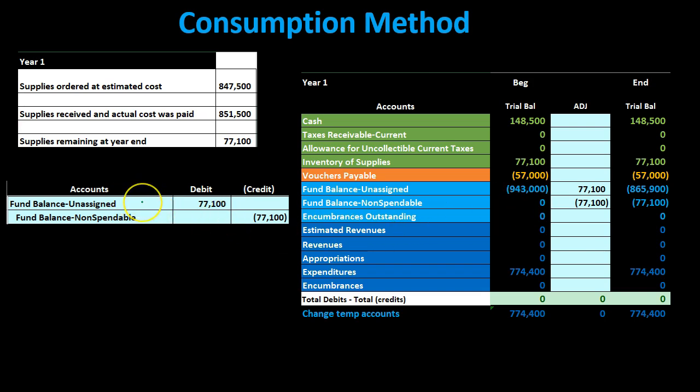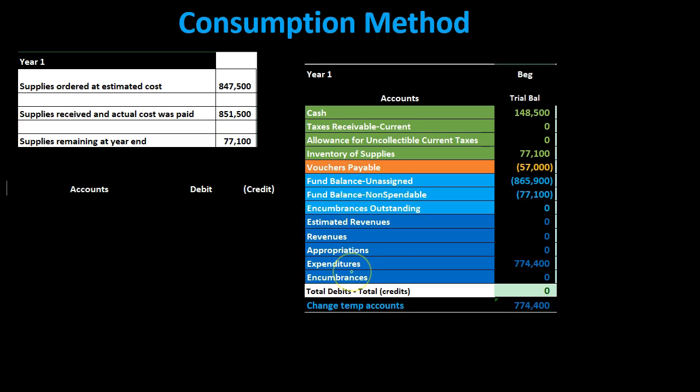We're going to basically just take it out of the fund balance unassigned with a debit, removing it from there, putting it into the fund balance non-spendable with the credit. And of course, the fund balance non-spendable represents the equity portion of the inventory that can't be spent, already has been spent.